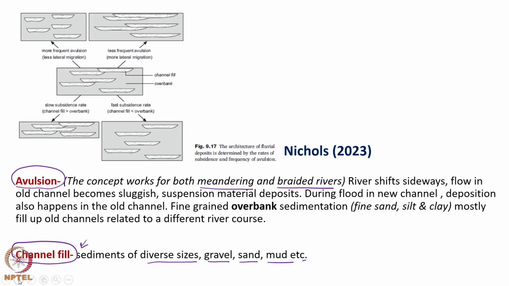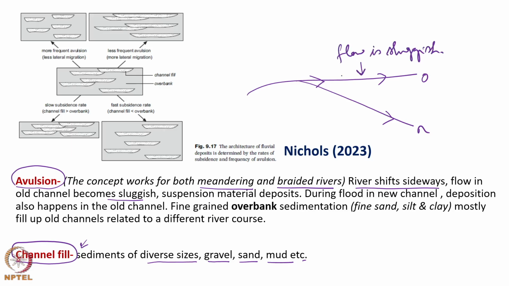What is an avulsion? Both in the case of a braided river and a meandering river, the river shifts sideways and the flow in the old channel becomes sluggish. Suppose this was a channel, but the river has shifted from the old to the new; then in the old channel flow becomes sluggish.